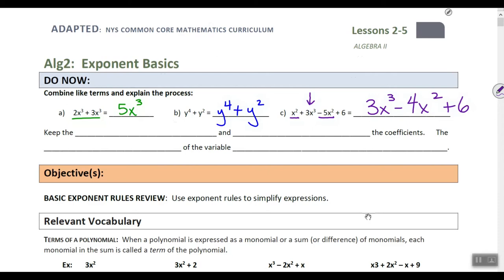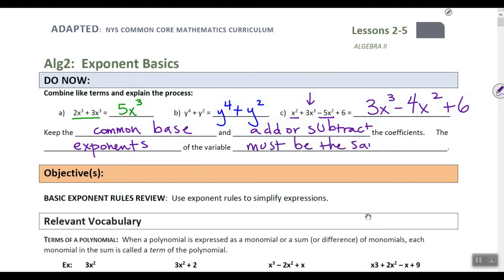Okay? All right, so in general, we will keep the common base, and add or subtract the coefficients. The exponents of the variable must be the same to combine like terms.